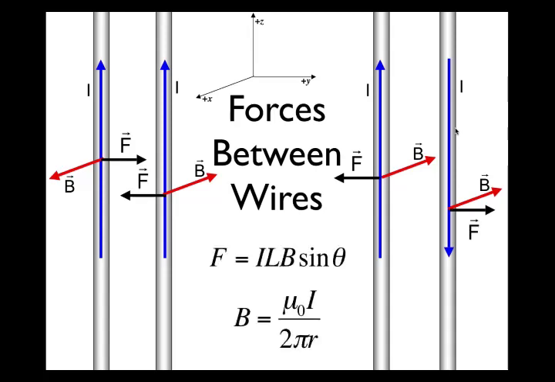So we can combine two ideas that we have now to actually predict how big those forces are. So here is the current-carrying wire form of the Lorentz Force law, where we multiply the current times the length of the wire times the strength of the magnetic field times the sine of the angle between the direction the current is traveling in and the direction of the magnetic field. But now we're thinking of the magnetic field as being created by another current-carrying wire.